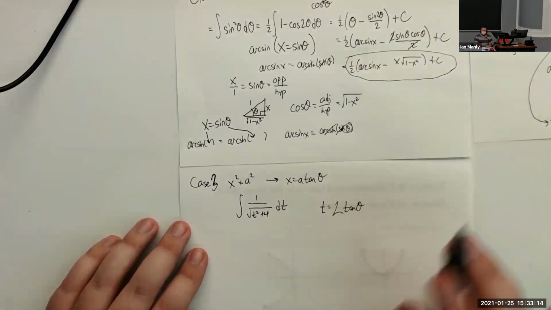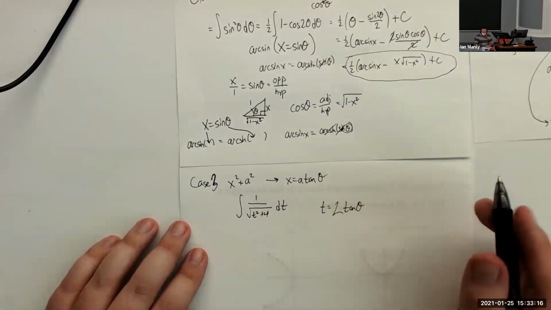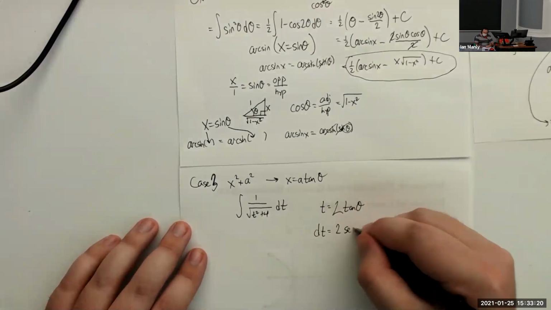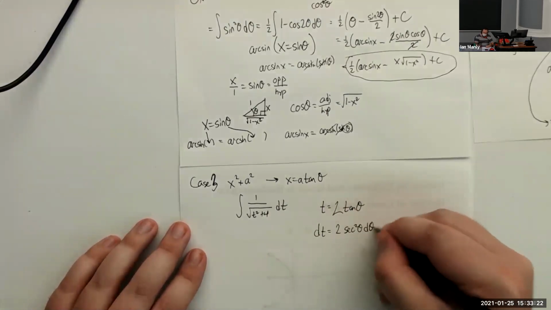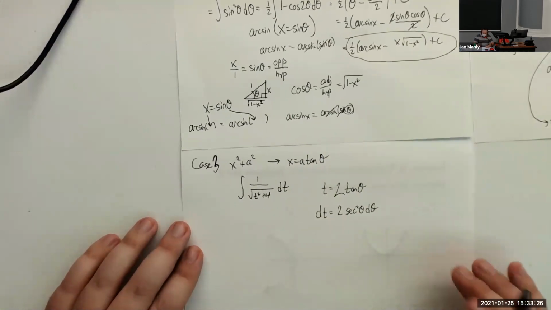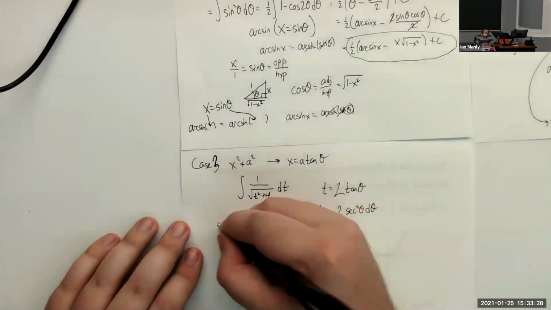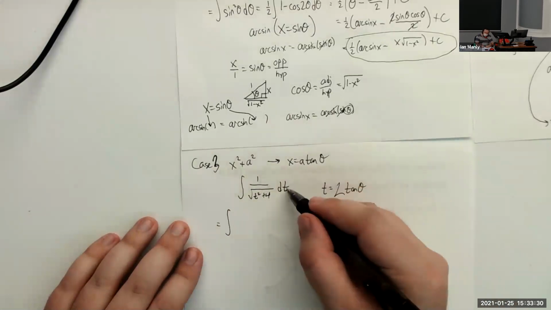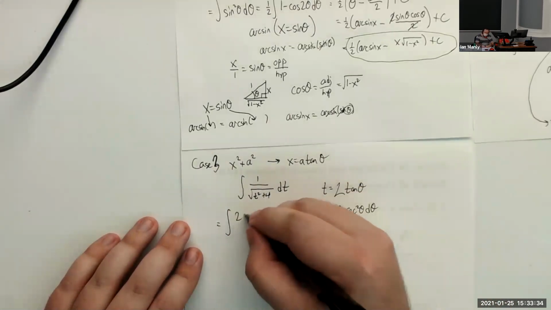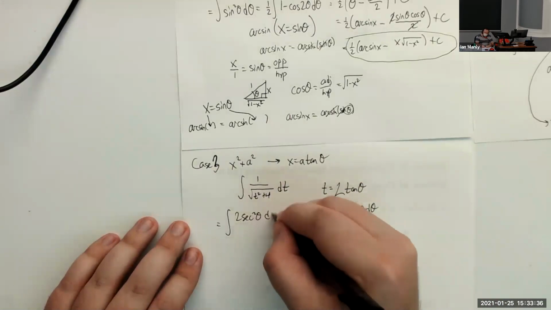Now, just like all the other substitutions, we need to know what the differential is as well. So dt will be 2 secant squared of theta d theta. All right, now we have everything we need to convert this integral. dt, which is technically on the numerator here, is 2 secant squared of theta d theta.